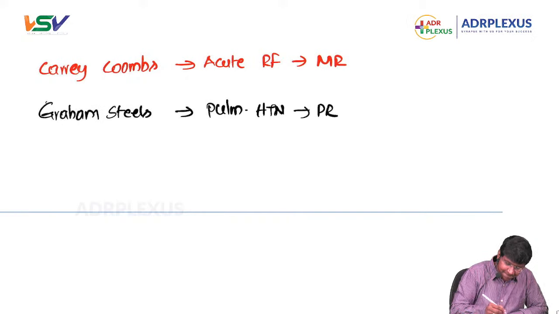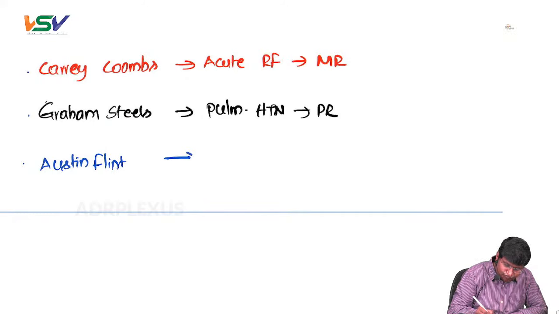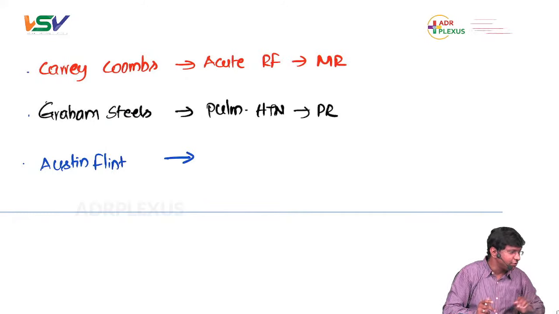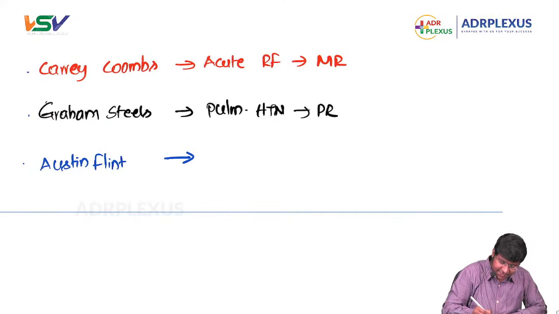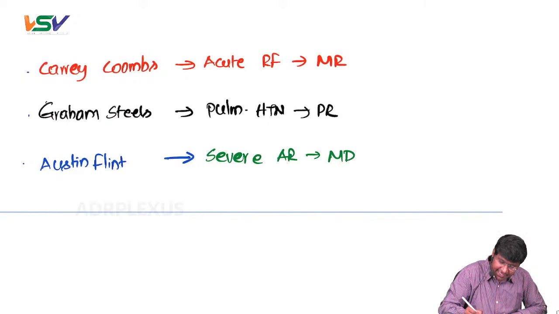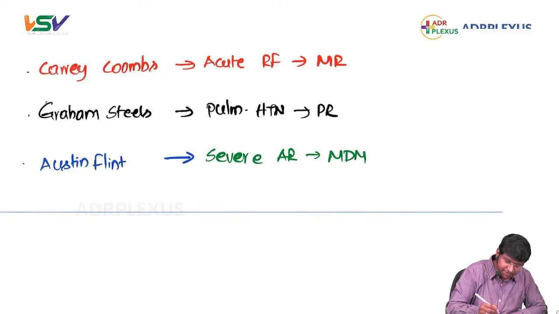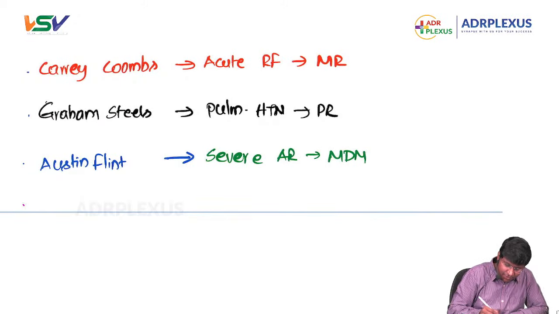Okay. Then followed by that, Austin Flint. Please tell me, where do you have Austin Flint murmur? Conditions where you have Austin Flint. Excellent. That is the severe AR causing the mid diastolic murmur. Usually in AR it is an early diastolic murmur, but this is a functional murmur. Okay. Tell me, where do you have the presence of Mill wheel murmur?